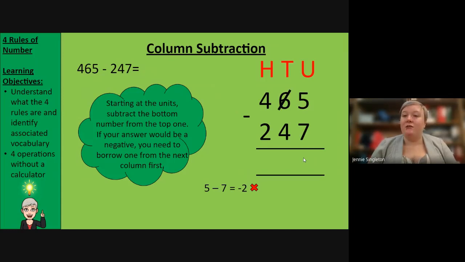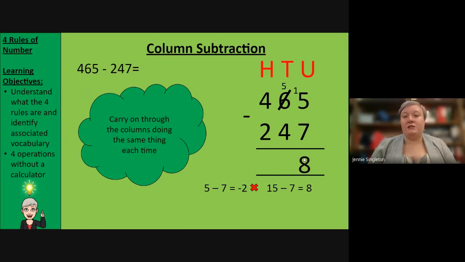So we're going to borrow a 10 from the tens column, which makes that one 5. And then we put that onto our units. Now, I already had 5. I've added 10 on, so that sum now becomes 15 take away 7, which gives us 8. So we can put that in the units column. Then we move through to the tens column, and we're going to do 5 take away 4, gives us 1. And then we're going to move to the hundreds column, which is 4 take away 2, gives us 2. So the answer to that sum is 218.